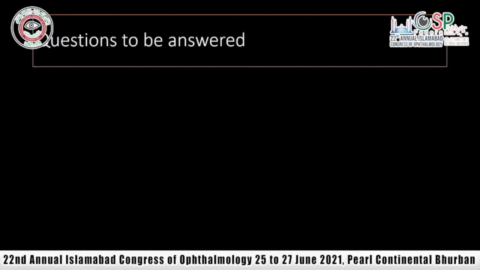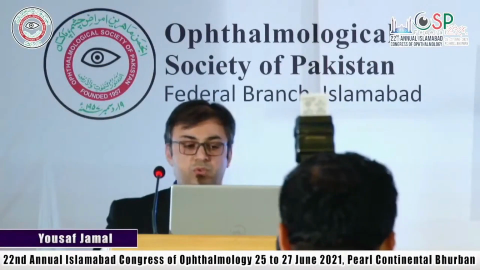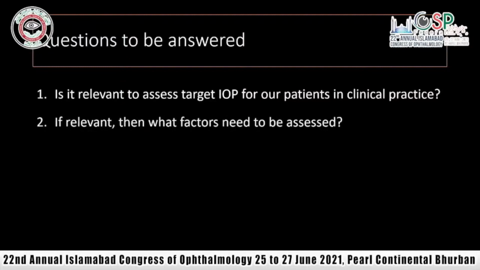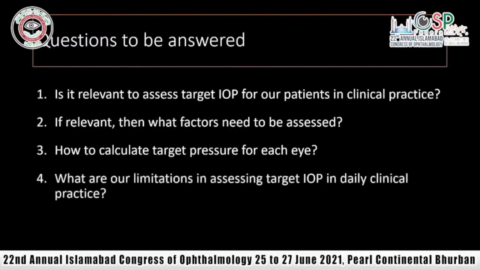Now the questions to be answered before we start treatment of this patient are, number one, is it relevant to assess target IOP for our patients in clinical practice? Number two, if it is relevant, then what are the factors which need to be assessed? Number three, how to practically calculate this target intraocular pressure? And the last question, what are the limitations when we are calculating the target intraocular pressure?